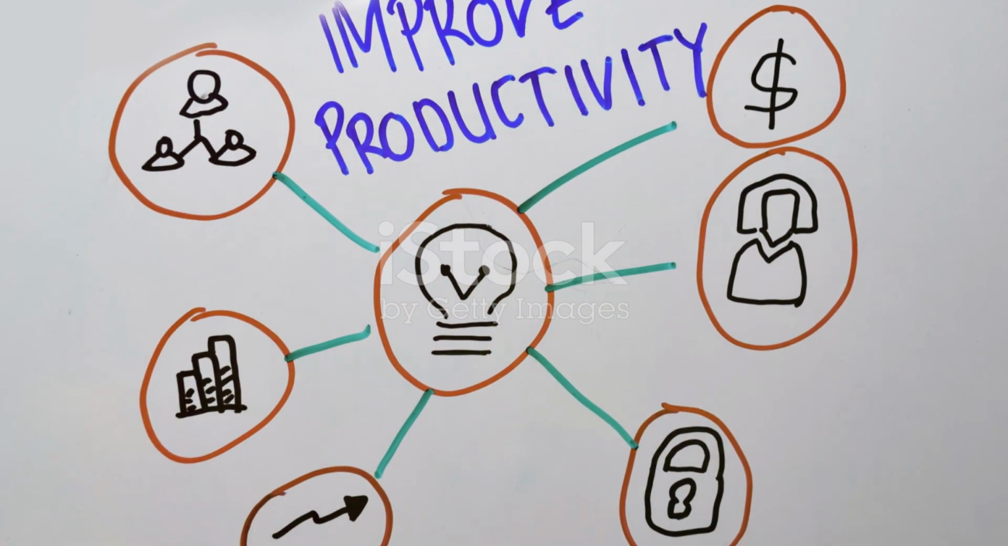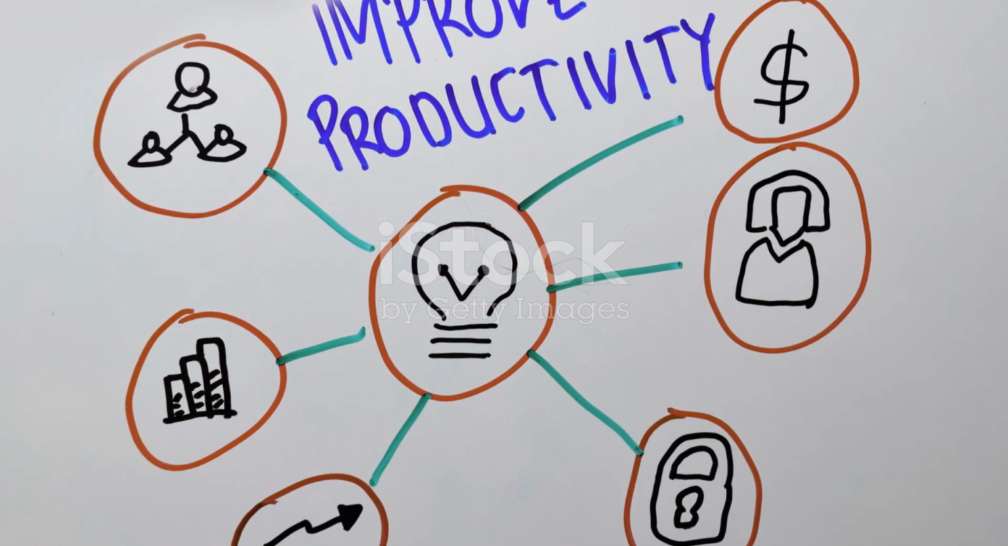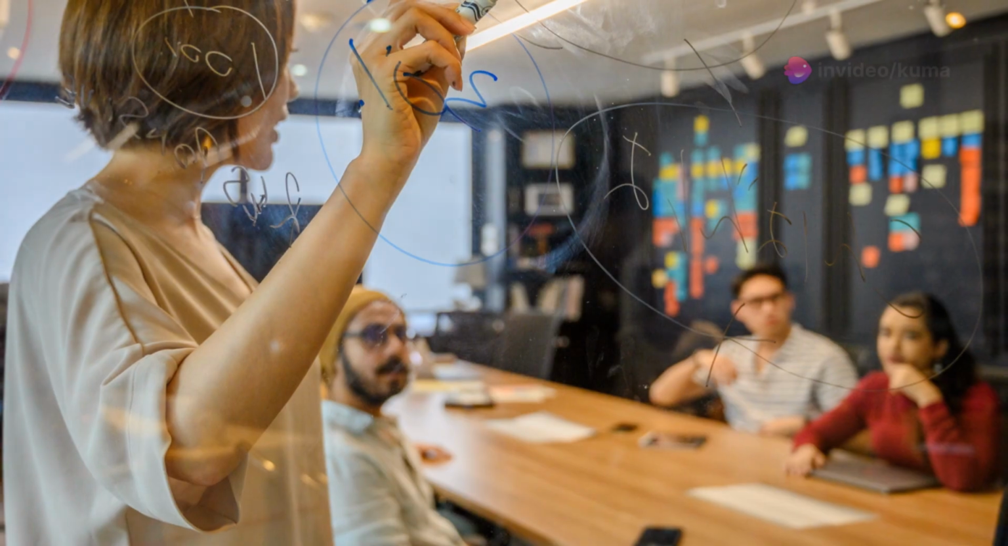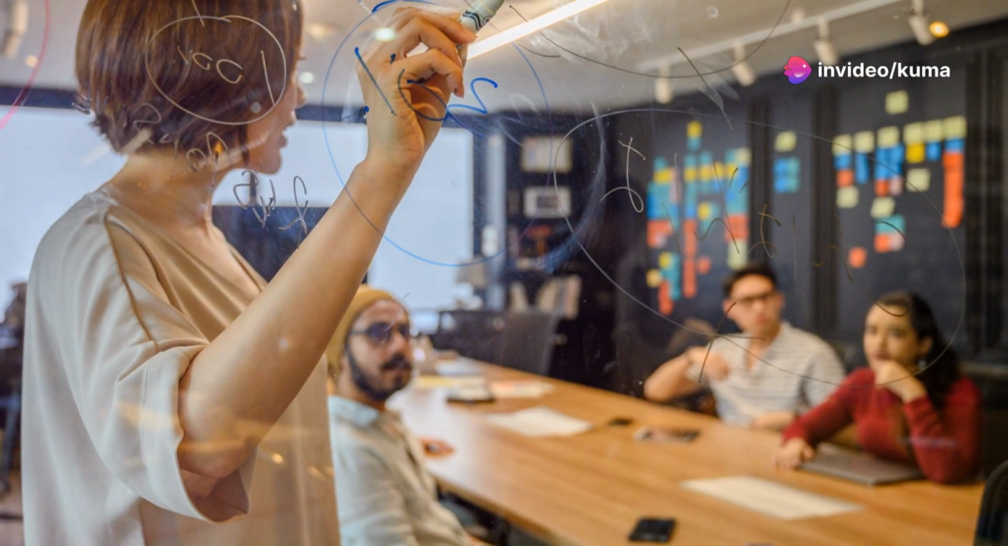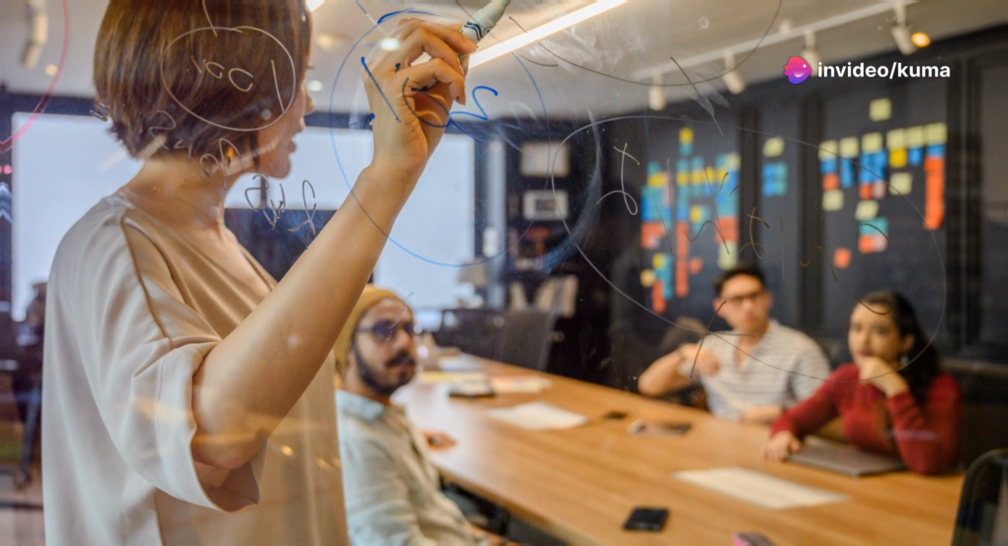Set clear objectives. Define specific goals for automation. Consider factors like customer response time, order processing, and efficiency gains. Align these objectives with your overall business goals.